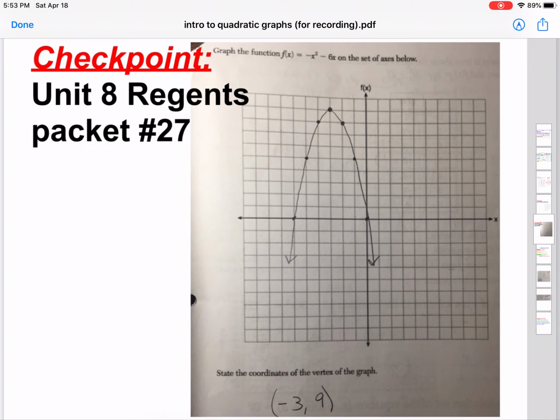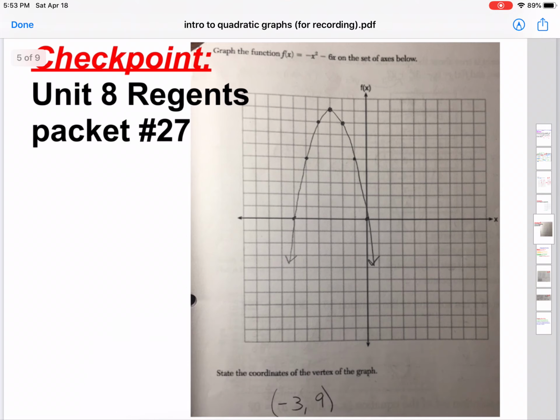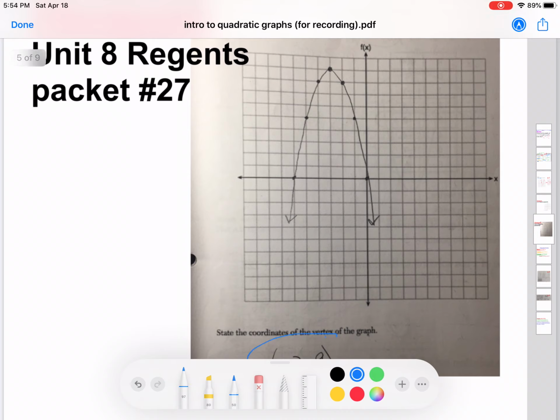Again, you can plot as many or as few points as you want. The more you plot, the more organized your graph will be. And you should have identified here your vertex of -3, 9 as your vertex.